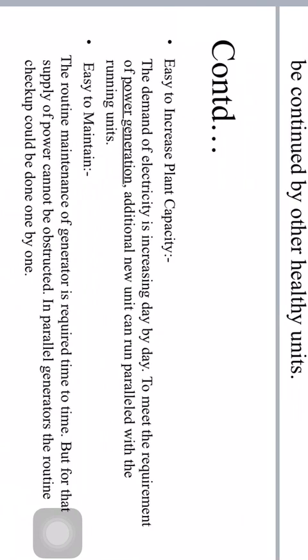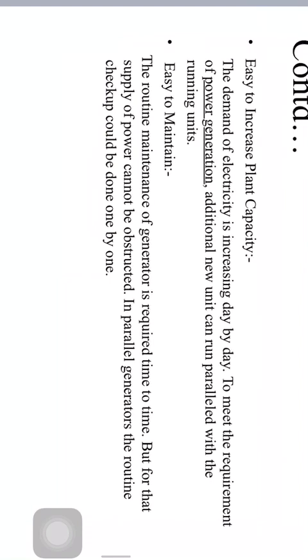The demand for electricity is increasing day by day, and to meet the requirement of power generation, an additional new unit can be run in parallel with the running units. And easy to maintain: routine maintenance of generators is required from time to time, but the supply of power cannot be obstructed for that. In parallel generators, the routine checkup can be done one by one. So this is about parallel operation of DC shunt generators.